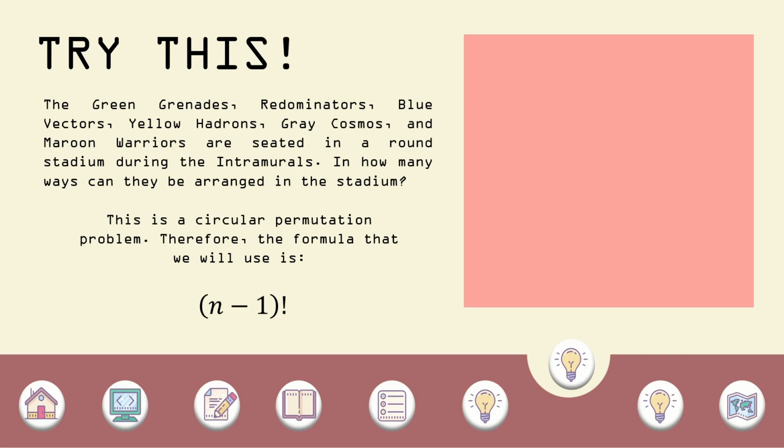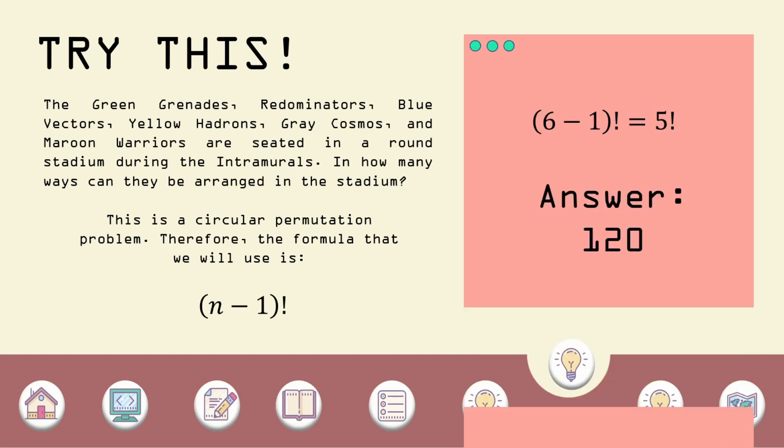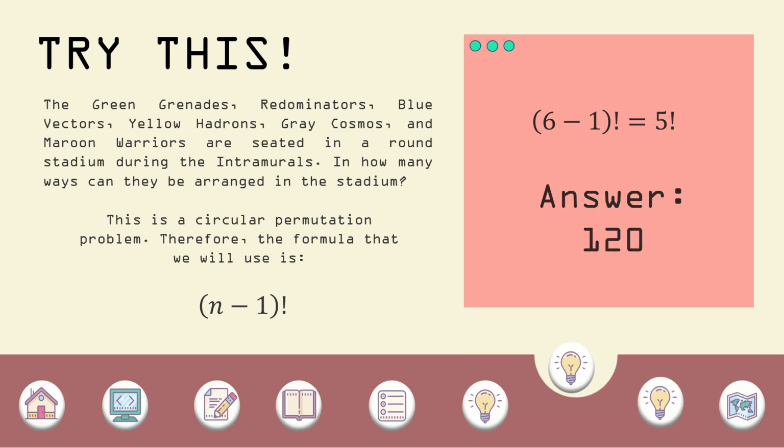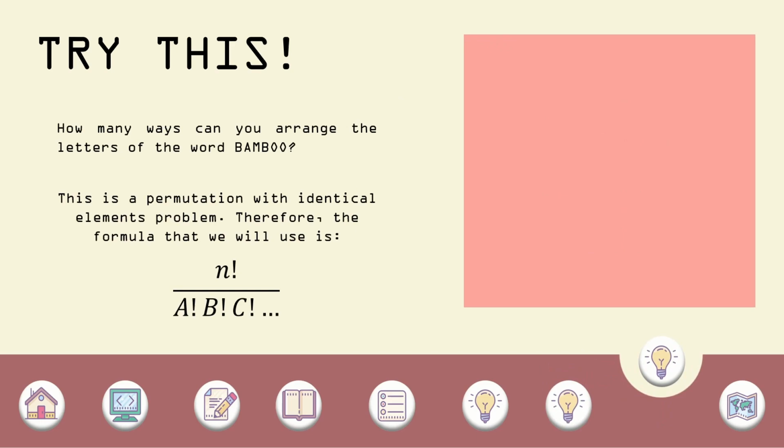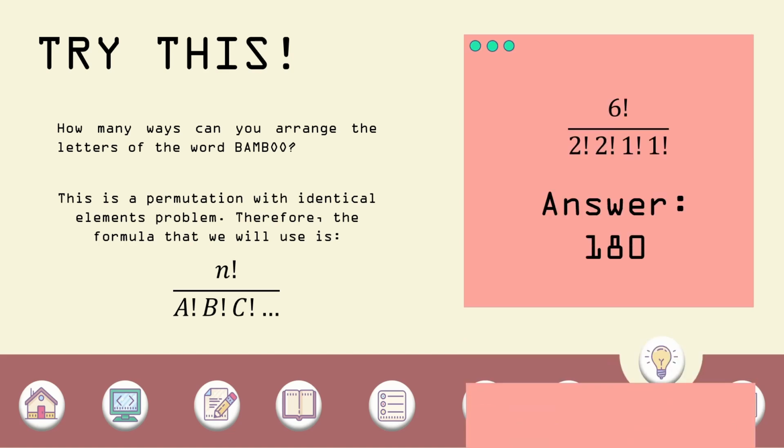There's some more! Green Grenades, Red Dominators, Blue Vectors, Yellow Hadrons, Gray Cosmos, and Maroon Warriors are seated in a round stadium during the intramurals. In how many ways can they be arranged in the stadium? This is a circular permutation problem, therefore the formula that we will use is n minus 1 factorial. And the answer is 120. Lastly, how many ways can you arrange the letters of the word bamboo, as in B, A, M, B, O, O? This is a permutation with identical elements. Therefore, the formula that we will use is n factorial over a factorial times b factorial times c factorial and so on. And the answer will be 180.